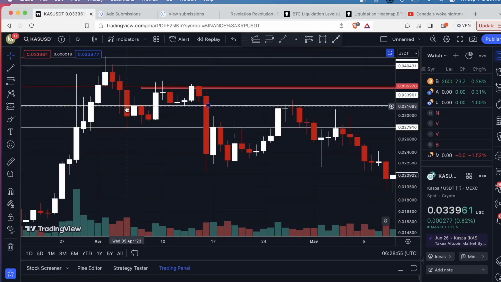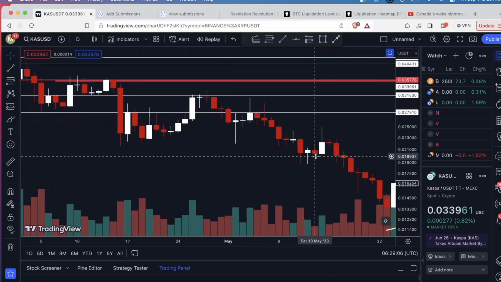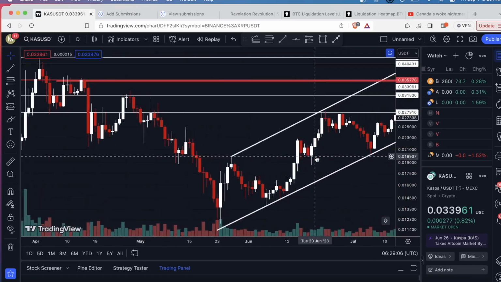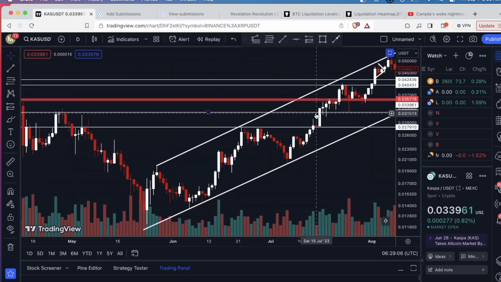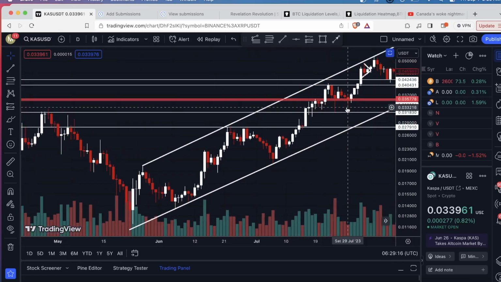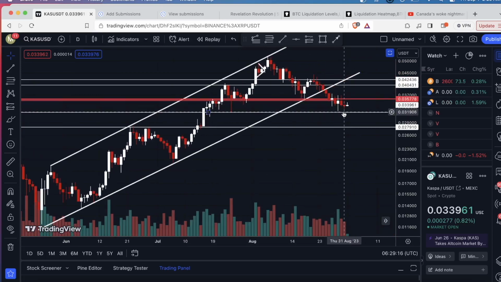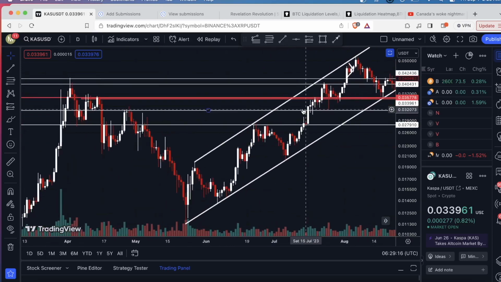Okay, so you see it was resistance right here. When we broke above it, it was support. Broke below it and came up, it was resistance. Price came down from there. And let's see if we zoom out. This is where we broke above it, and this is where we are right now. So as you can see, this line here is still very, very relevant on this chart.